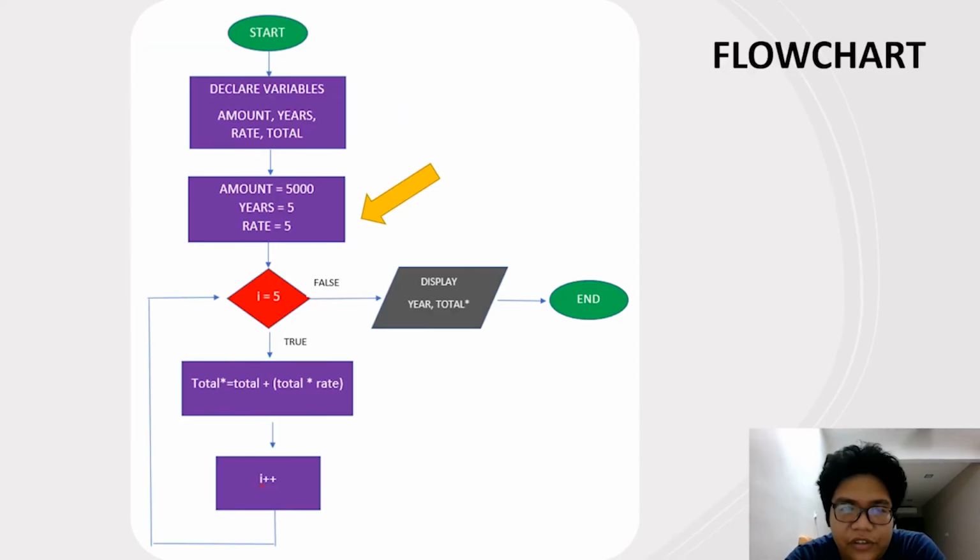So this is the flowchart of my coding. First we start, and then we declare the variables: amount, years, rate, and total. And then we take the input. The amount is, let's say, 5,000, years 5, and rate 5. The most important input here is the years. I equals 5 means we have 5 years, and we do the calculation total equals total plus total times rate, and then we repeat the process until we reach 5. If we get past 5, to 6, let's say, we end right away, and it will display the year and the total.